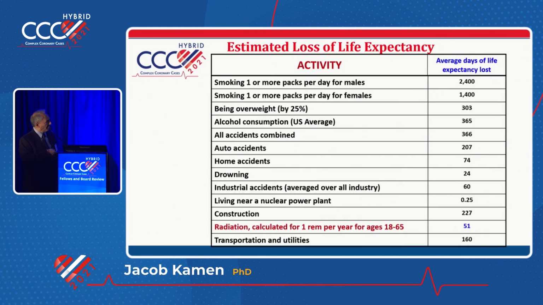This is a good slide because it gives you risk in life. If you smoke one pack of cigarettes, you lose 2,400 days of your life. If you smoke female, 1,400 days of your life. These are all risks in life. But if you get radiation 1 rem from 18 years old to 65, you lose only 51 days of your life. So compare what's benefit versus risk.